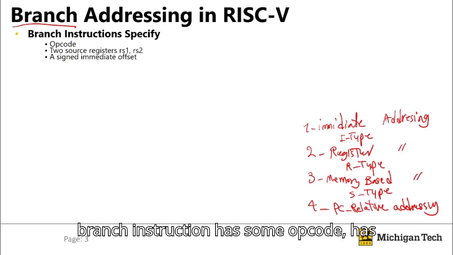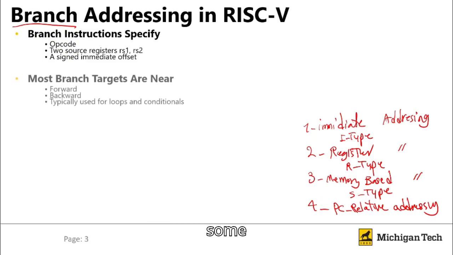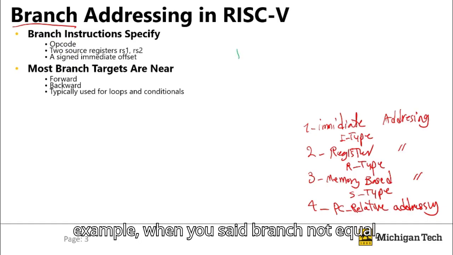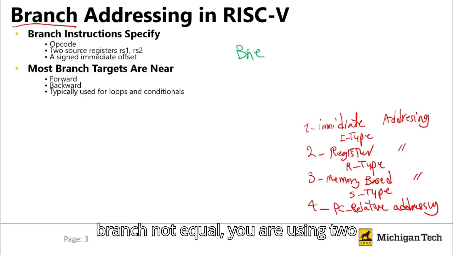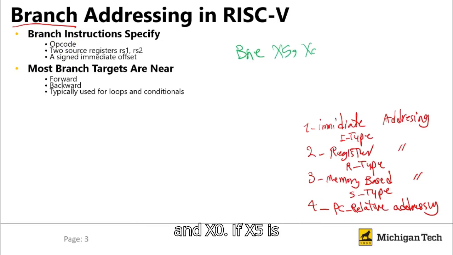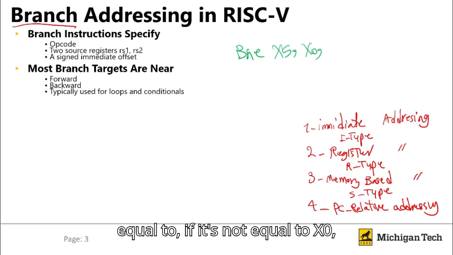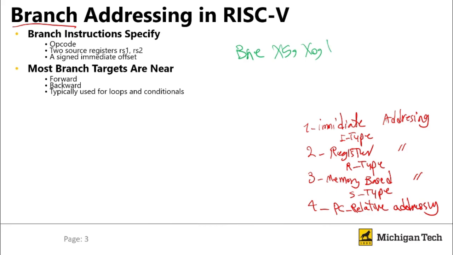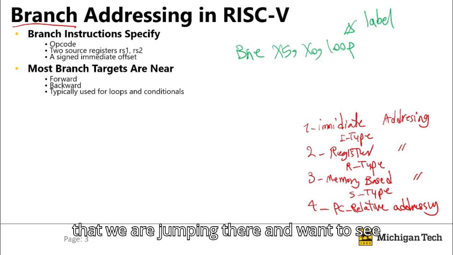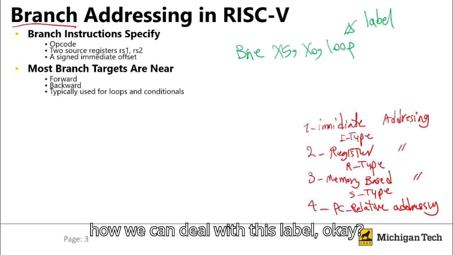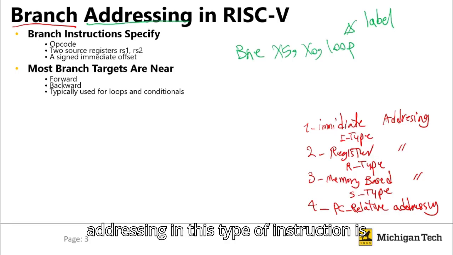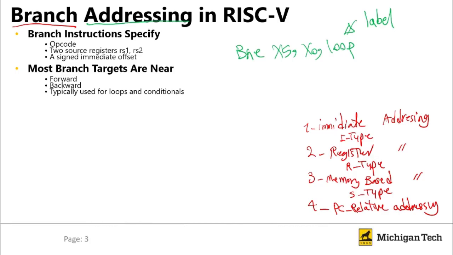So a branch instruction has some opcode, has some sources. For example, when you say branch not equal, you are using two registers, for example, x5 and x0. If x5 is not equal to x0, we go to loop. This loop is a label that we are jumping to, and we want to see how we can deal with this label, okay? So we need to do addressing, and the addressing in this type of instruction is a PC relative addressing, okay?